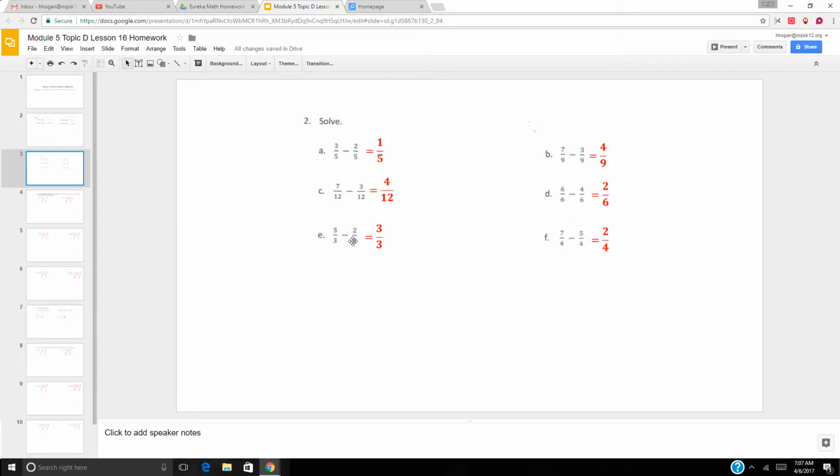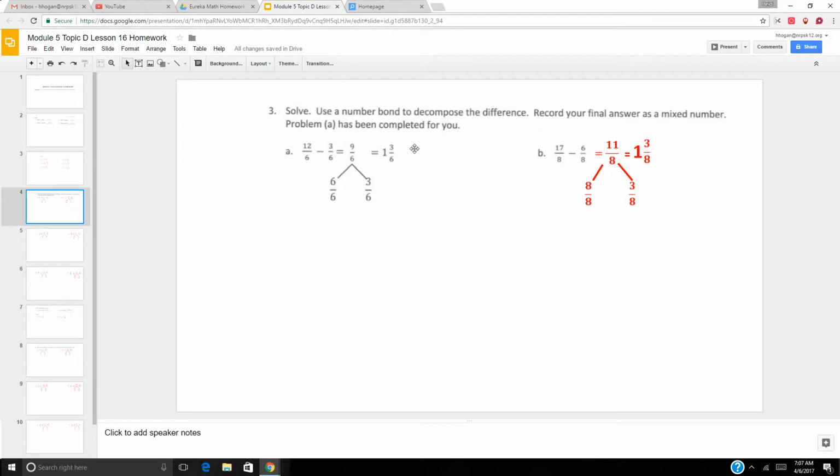5 thirds minus 2 thirds. Well, 5 minus 2 is 3, so that's 3 thirds, or 1. 7 fourths minus 5 fourths. Well, 7 minus 5 is 2, so 2 fourths. And again, you need to be able to add and subtract, right? So now we're going to use number bonds because when we subtract, it's going to be greater than 1.